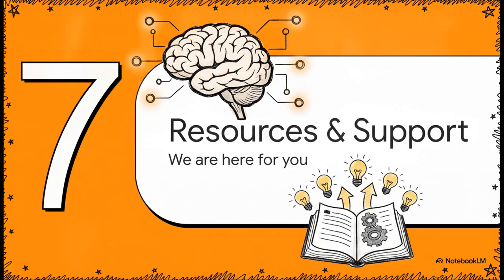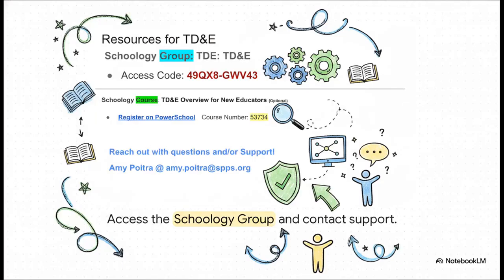Section 7, District Resources and Support. I know we've covered a lot of ground today, but remember, you do not have to memorize all of this right now. You have fantastic resources right at your fingertips. Take a quick second to save the access code for the TD&E's Schoology group. It's 49QX8GWV43. There's also a totally optional Schoology course you can register for on PowerSchool, and honestly, most importantly, if you ever feel stuck, just reach out to Amy Poitra. She is always ready and willing to support you.